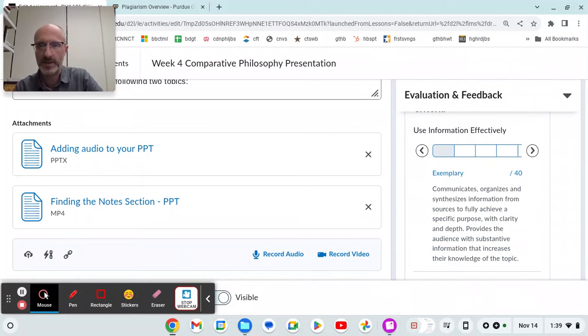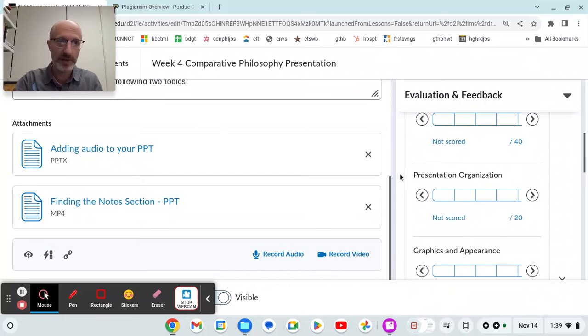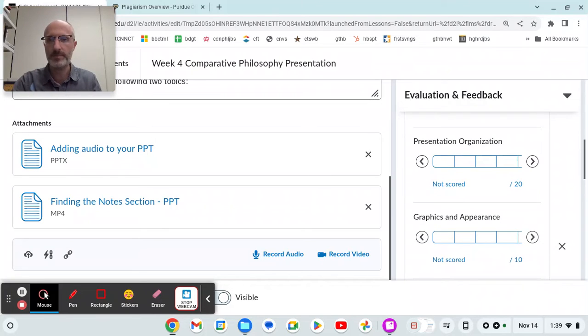communicates, organizes, and synthesizes information from sources to fully achieve a specific purpose with clarity and depth. Provides the audience with substantive information. Okay, substantive information. Tell me substantively exactly what empiricism is. Tell me exactly what rationalism is. Maybe give me some arguments for each side. Use good sources, base that on good sources.